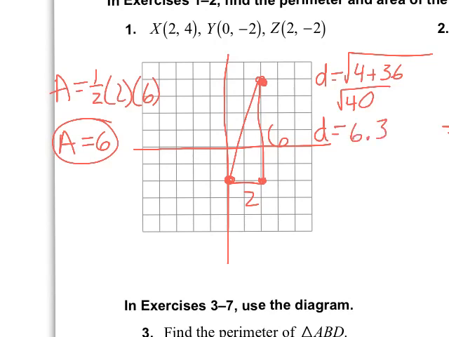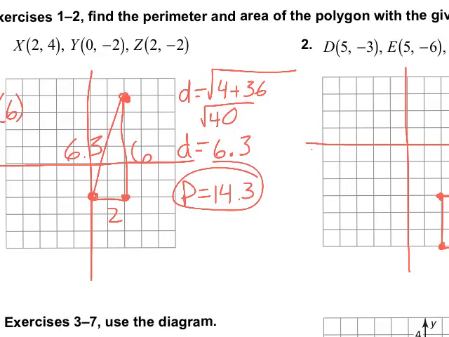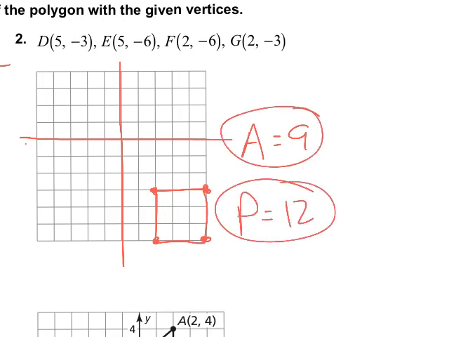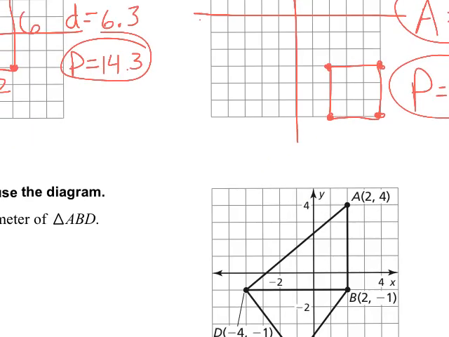Okay, so this side over here is 6.3. Now I can add them all up. So 6 and 2 is 8, and 6 more is 14.3, right? So the perimeter equals 14.3. Okay. Number 2 is even easier because it's a square. So each side is 3. So my area, 3 times 3 is 9. My perimeter, add them all up, is 12. Any questions about that one? Pretty straightforward.